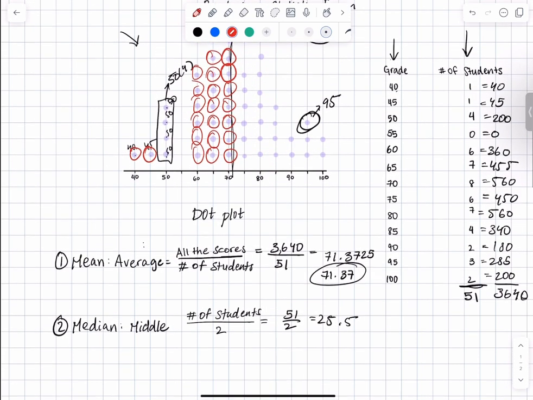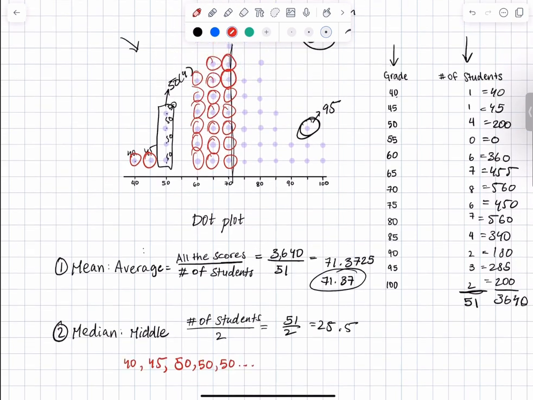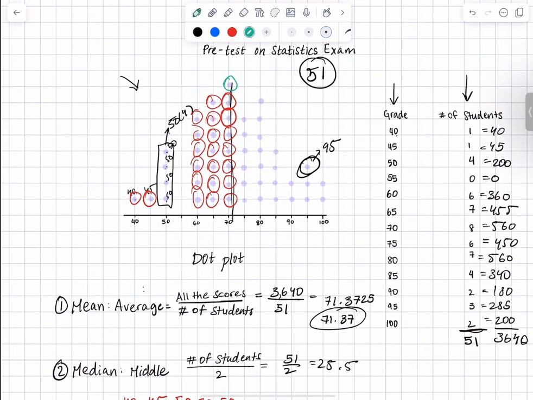Another way to do this is by writing each and every score down. 40 occurs once, then 45, then 50 occurs 4 times, so 50, 50, 50. Well, this method takes too long. So always take the total number of subjects and divide that by 2 to find that middle number. Now you're wondering, what if the number was between here and here? Let's say this was the 25th number and this was the 26th, and we had 25.5. In this case, you would take 70 plus 75 and find the average. You would find the mean of 70 and 75.